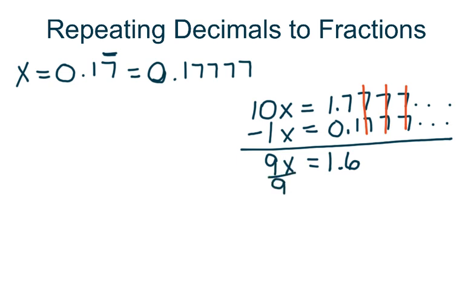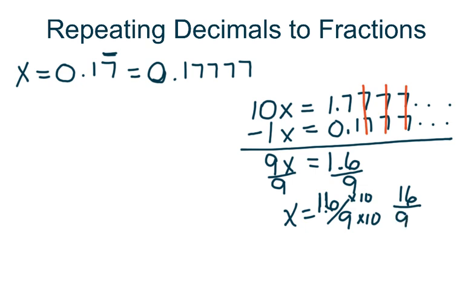We're solving, so we're dividing both sides by 9. And we end up with x equals 1.6 over 9, but we're not allowed to have a decimal in a fraction. We've got to get rid of this little decimal right here. To get rid of that decimal, we're moving it a place value. To move a place value, we're just multiplying by 10. So we're going to multiply both the top and the bottom by 10. 1.6 times 10 is now 16. 9 times 10 is 90.